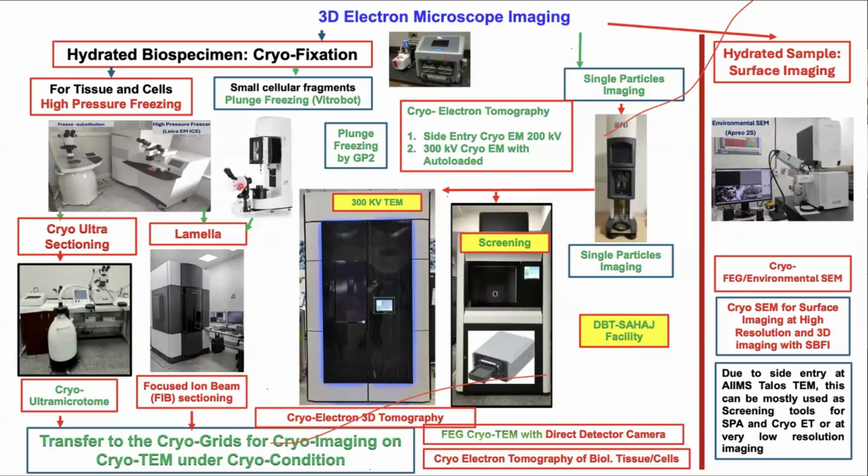If you are going for hydrated biospecimen fixation, there are multiple routes. You can go with high pressure freezing or plunge freezing with GP2. Directly you can go with SEM volume imaging or cryo ultramicrotomy, prepare the samples and see, or you can prepare the lamella with the help of a FIB and do all the imaging. Okay, so this is the primary introduction to how one could generate the 3D.